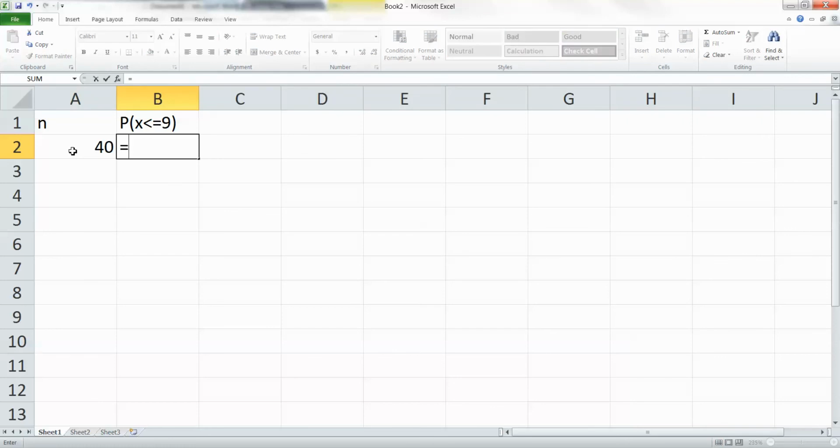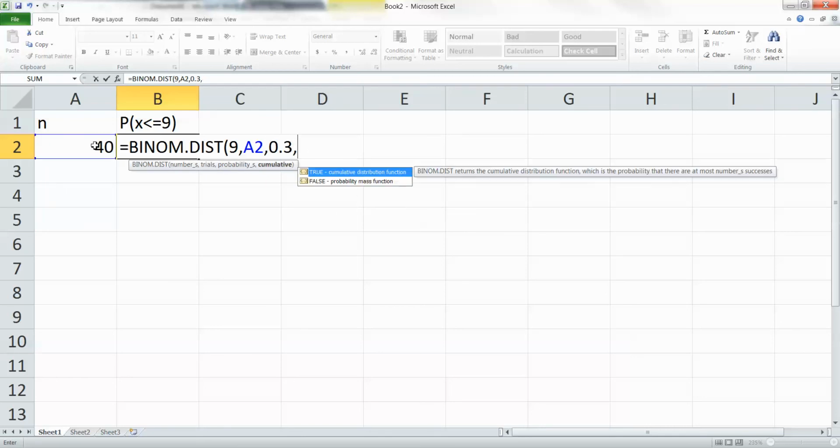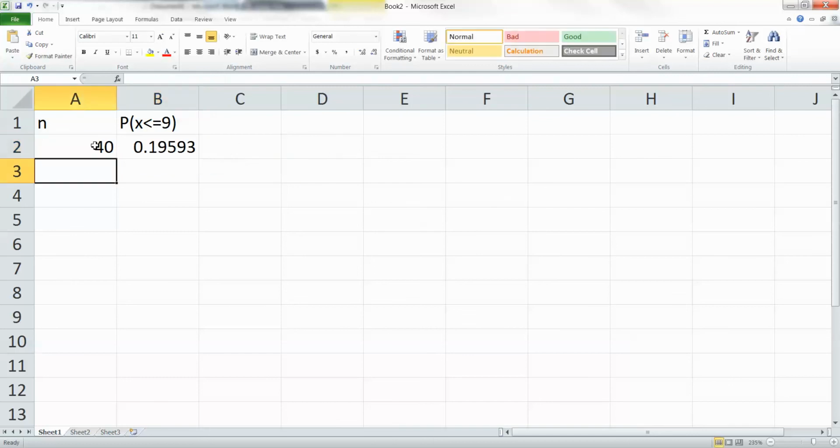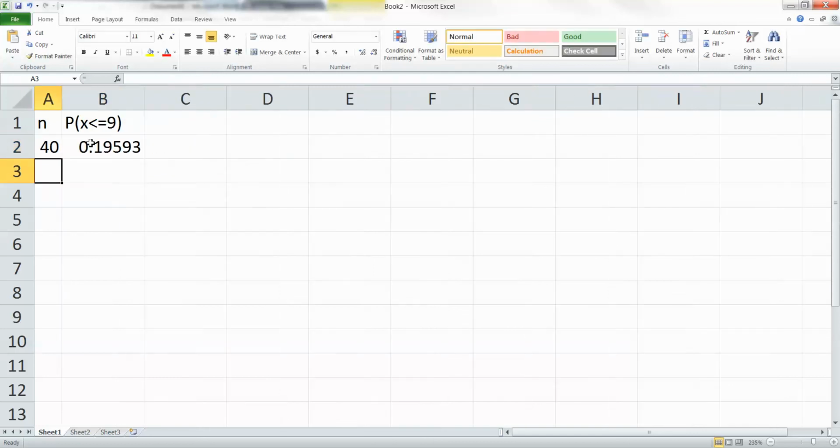I'm going to try equals binom dot dist, or binom dist, depending on where you're at with the old Excel versus the new Excel. 9, comma, your number of trials is that. Now use that cell reference. Don't do it by hand. Don't type 40. Use A2, comma, the probability of success was 0.3, comma, true. You're trying to get it to add up those probabilities. And you can see we got the same value that they got before.